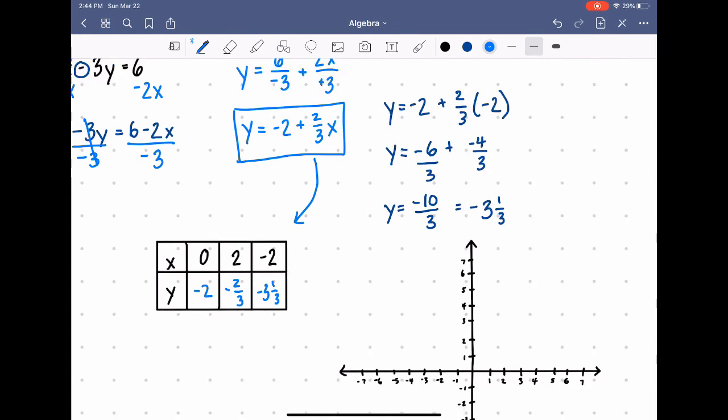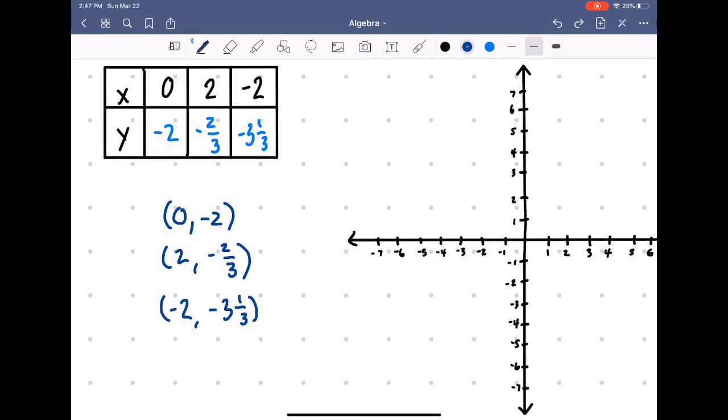Okay, so now we have to plot these points. So my first term would be 0, negative 2. I'm going to start at 0 on the x and go down negative 2 on the y. So I end up right there. For my second term, 2, negative 2/3. I'm going to go on my x to the 2 and then down 2/3. So it'll be right before the negative 1. And that's where I'll land, right about on that number.